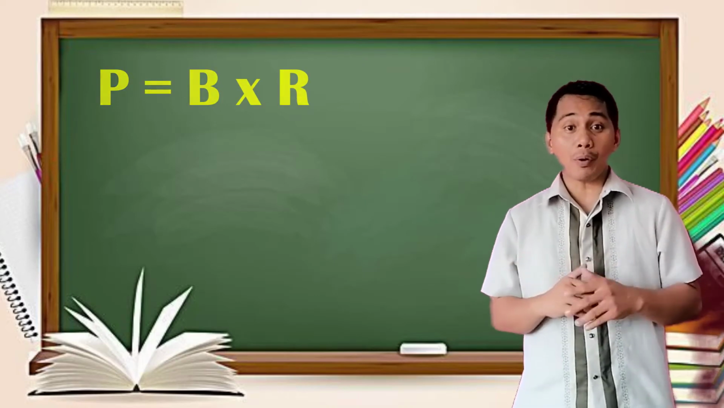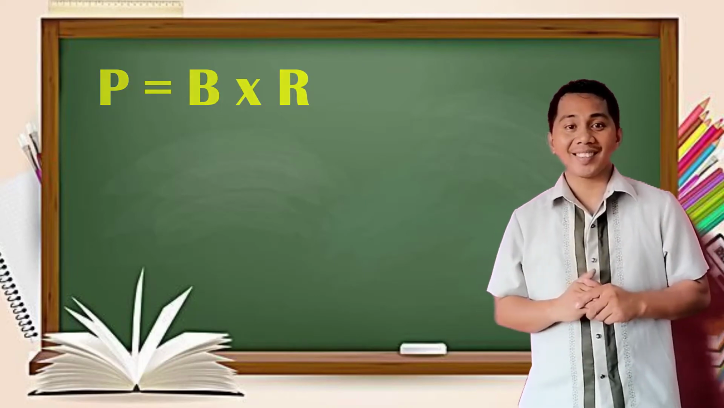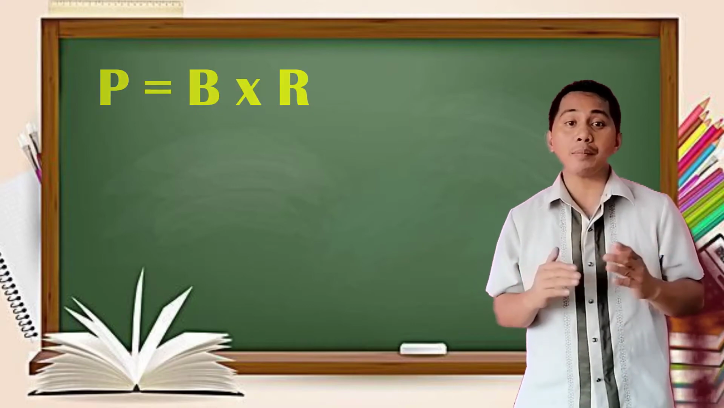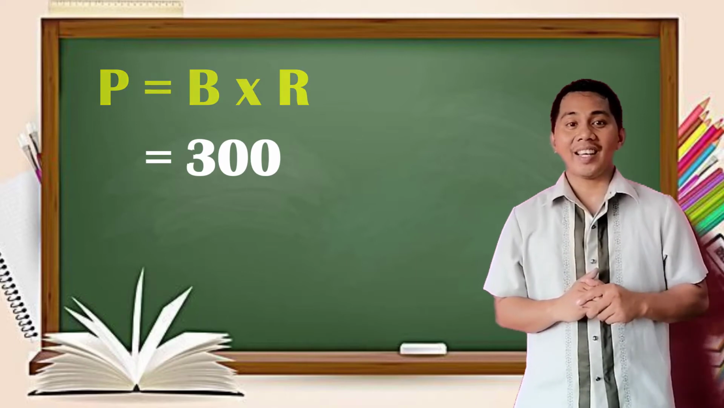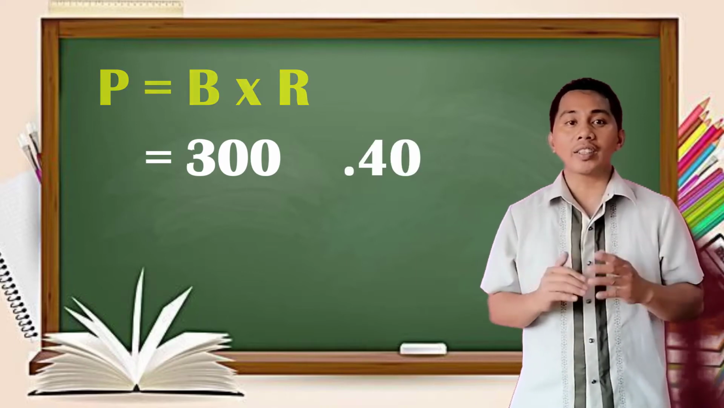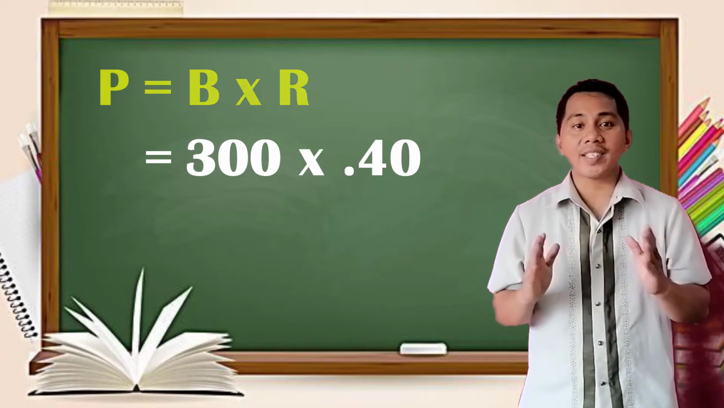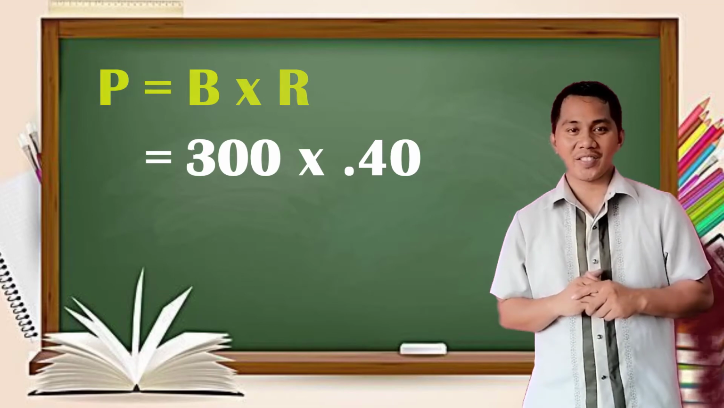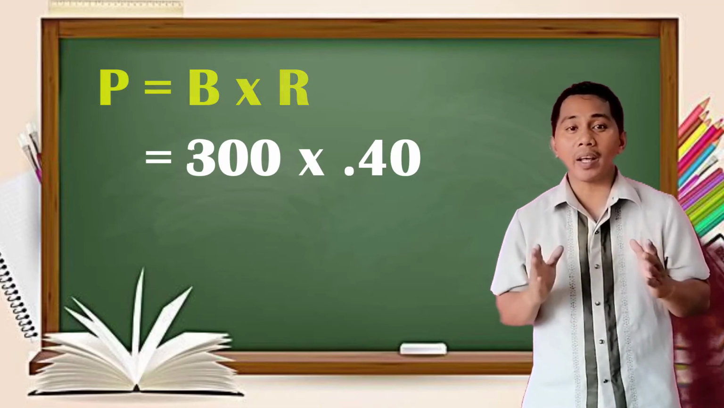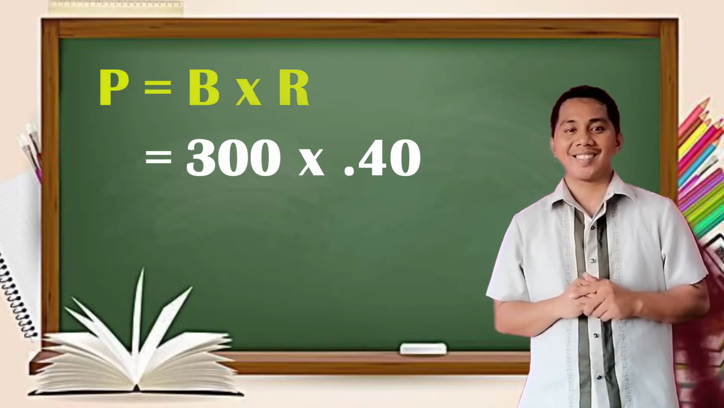Now we can solve our problem. Percentage equals base times rate, or P equals B times R. Our base is 300 and our rate is 40 hundredths. Let us multiply the base and the rate. In multiplying factors with zeros, we just have to multiply the non-zero and bring down all the zeros.